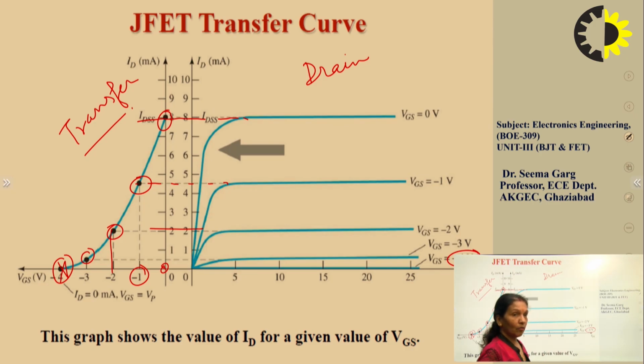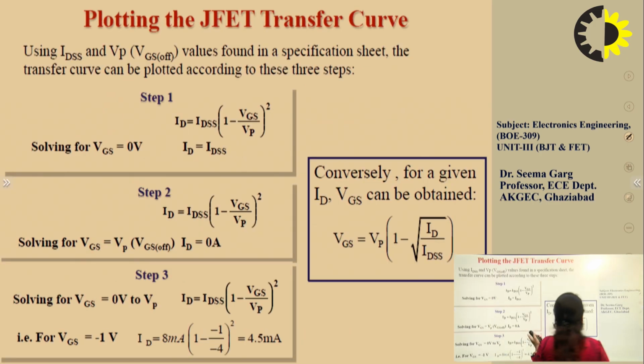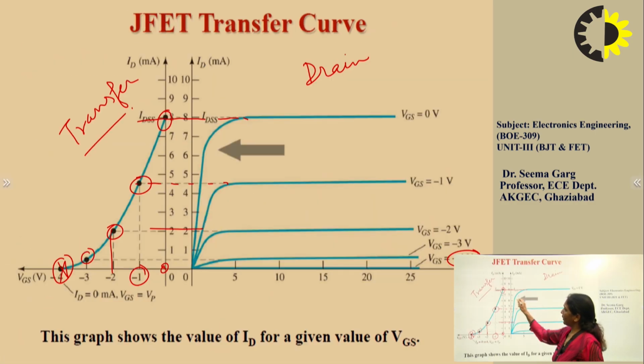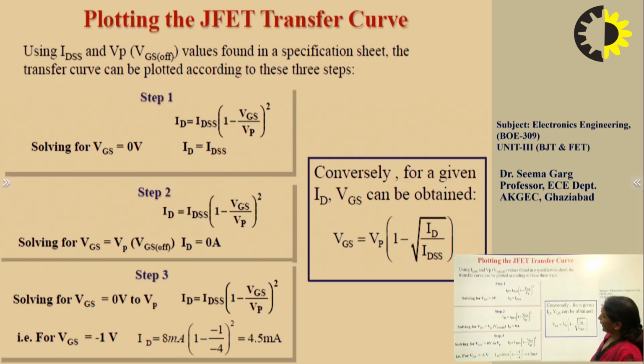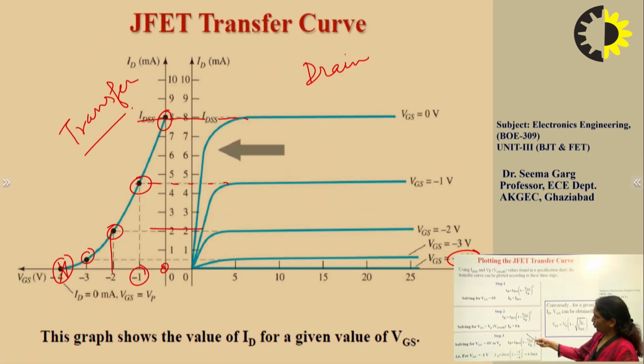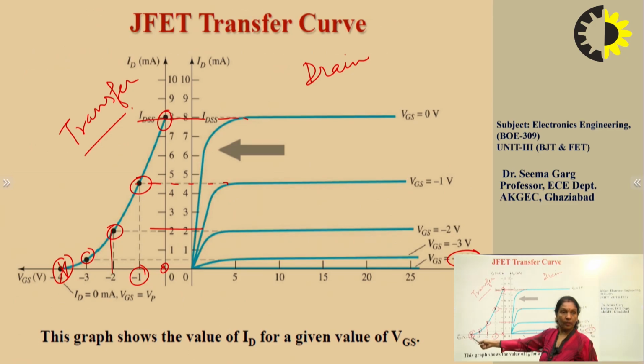But there is another way of doing it, that is plotting the transfer characteristic by using the Shockley equation. So that Shockley equation will be ID is equal to IDSS (1 minus VGS by VP) squared. First of all, we have to keep VGS equal to 0. As soon as you keep VGS equal to 0, your ID will be equal to IDSS. In the next case, when you keep VGS equal to VP, this value will be 0 and your current will be 0.